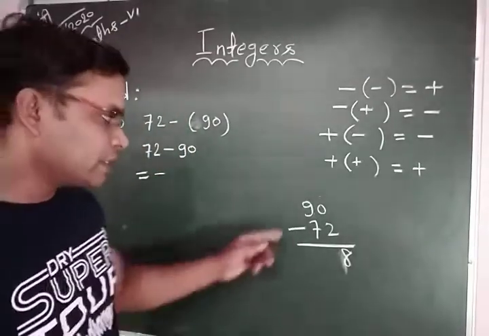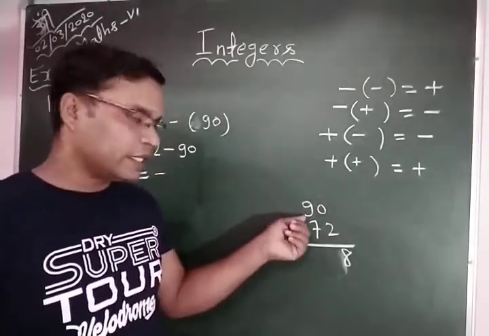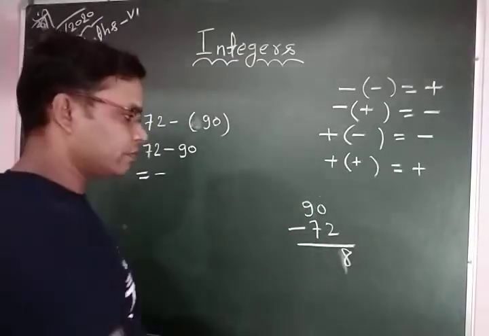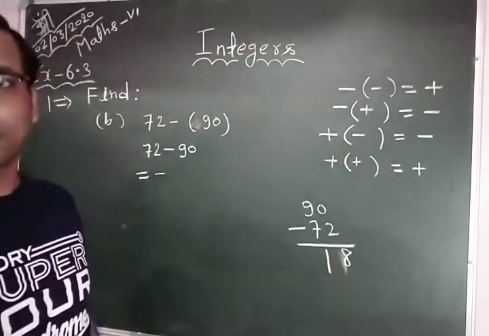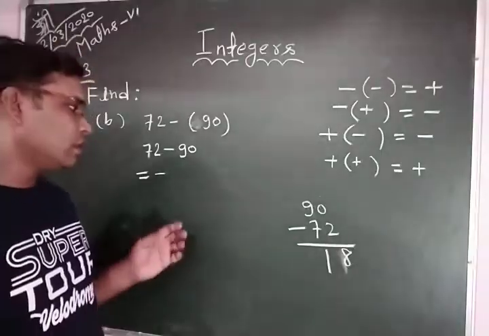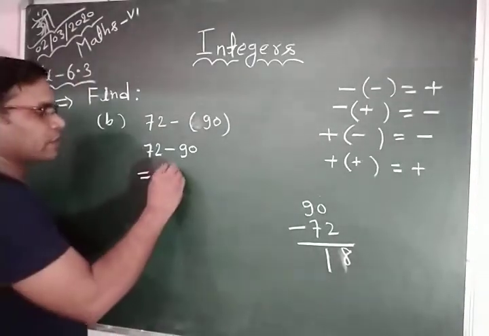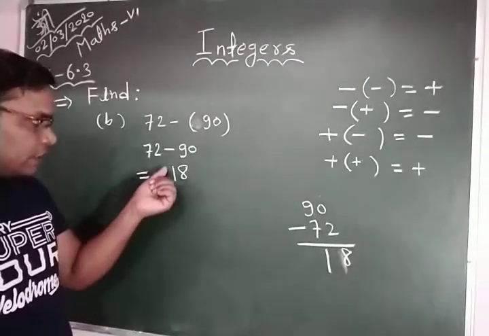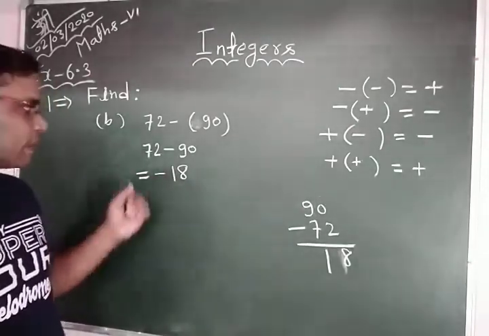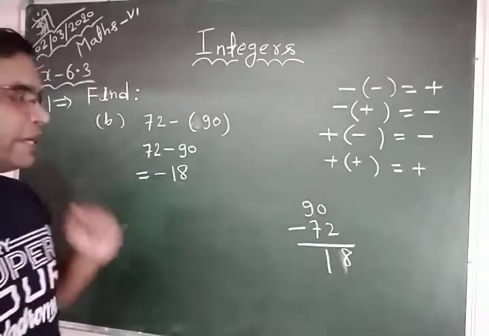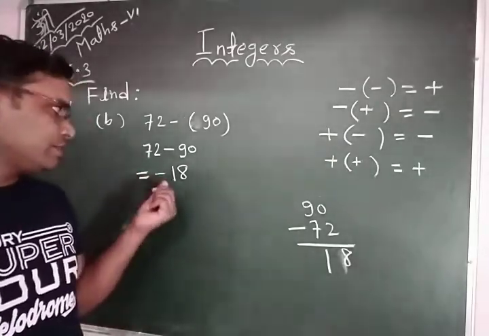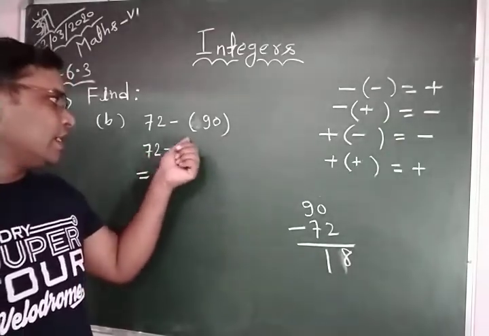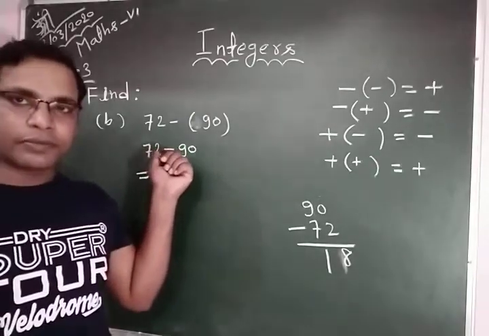After this, here this is 9, but here only 8 is available. 8 minus 7 is 1. So we can write here 18. You can see the result is minus 18. When we subtract 72 minus 90, the sign of 72 is positive and the sign of 90 is negative. Clear?